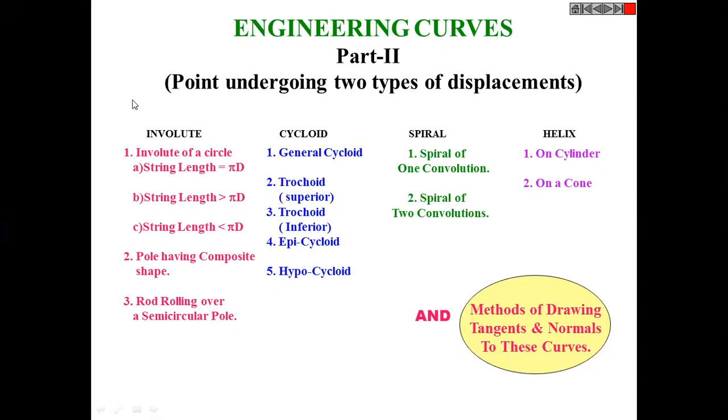So earlier we have discussed conic curves, namely parabola, hyperbola, and ellipse. And now we will discuss another type of engineering curves wherein a point is undergoing two types of displacements. How the point undergoes two types of displacement, that we will see. For that we have mainly four categories. Those are, wait, hold a second.